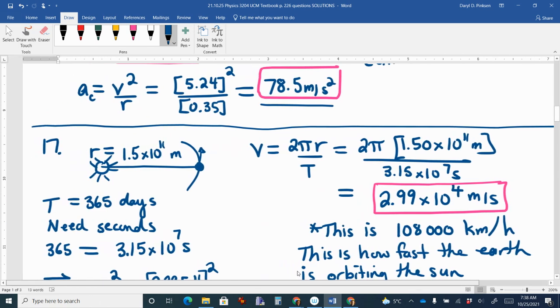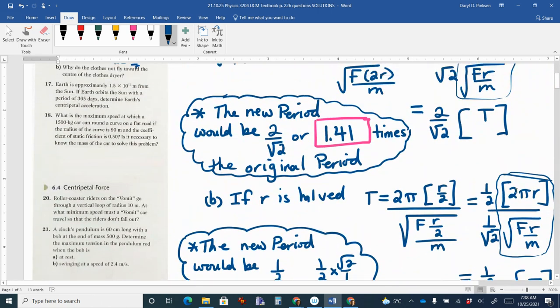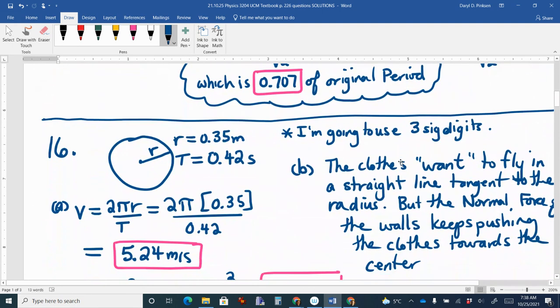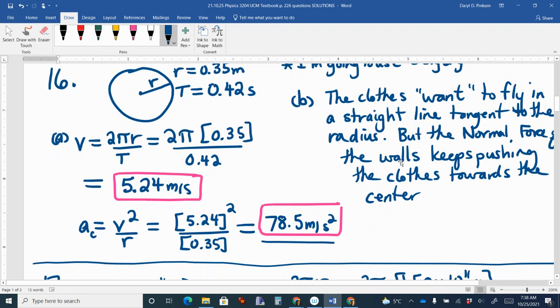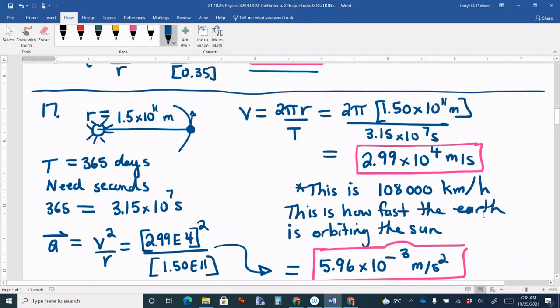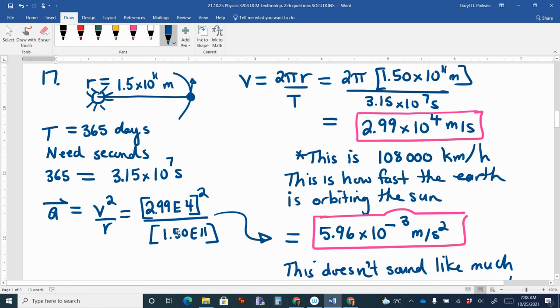In the next one, number 17, we're given the distance of the Earth from the Sun, and we know what the period of the Earth's orbit around the Sun is. It's 365 days. So doing that, we have our radius, we have our period, which we convert into seconds, and then we can calculate the centripetal acceleration by plugging in the v that we found.